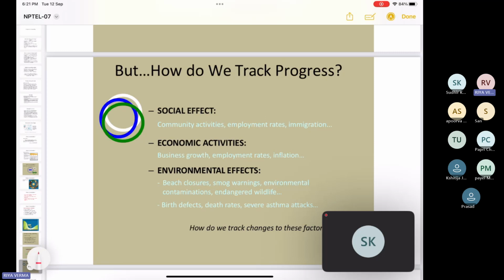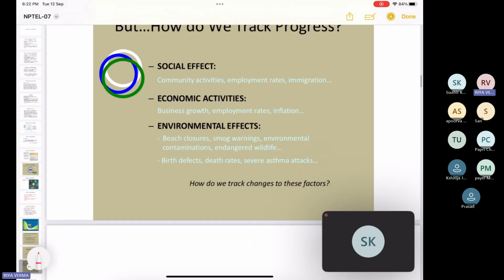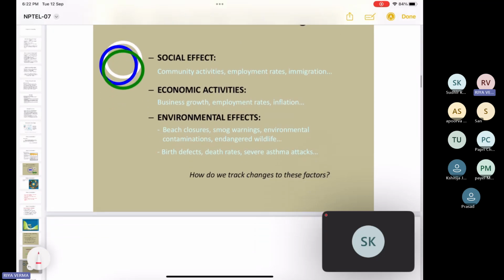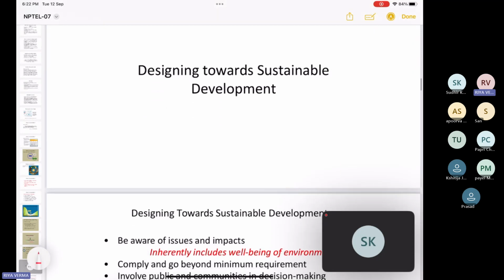For the social effect, we can track the progress by performing some community activities, or the employment rates, or the immigration. Then economic activities like business growth, the employment rates, inflation. The environmental effects can be assessed by beach closures, smog warnings, environmental contaminations, endangered wildlife, birth defects, death rates, and asthma attacks. These are some of the factors that can be used to track the progress that we have made so far. Now, coming towards designing towards the sustainable development.